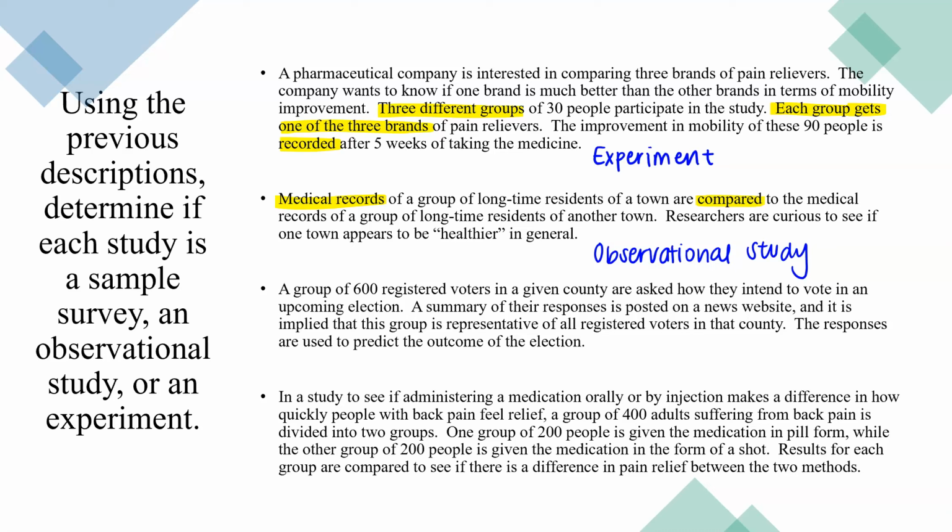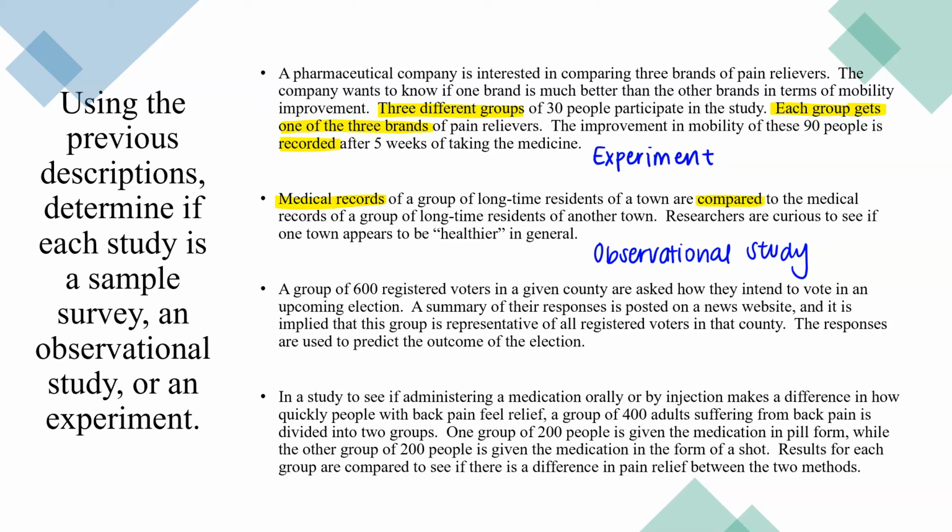Example 3. A group of 600 registered voters in a given county are asked how they intend to vote in an upcoming election. A summary of their responses is posted on a news website, and it is implied that this group is representative of all registered voters in that county. The responses are used to predict the outcomes of the election.